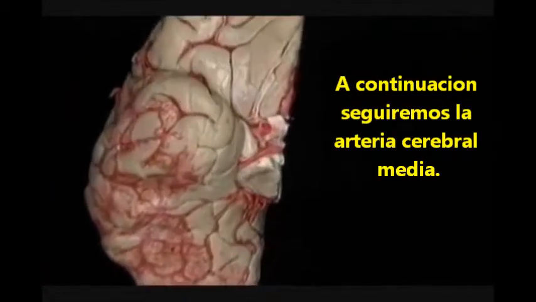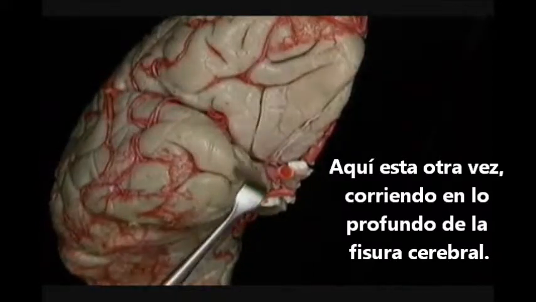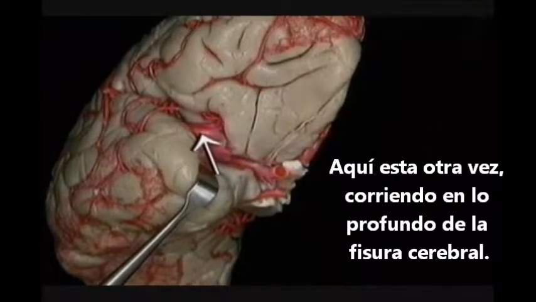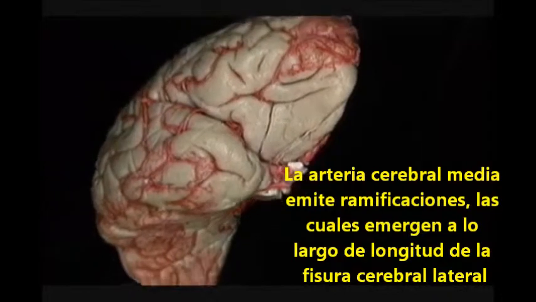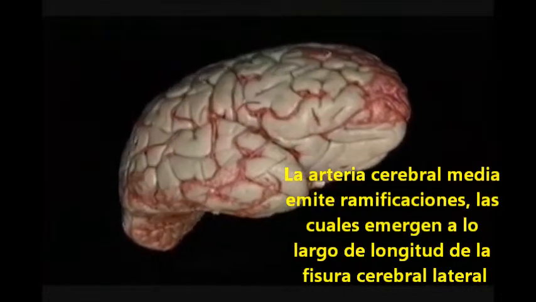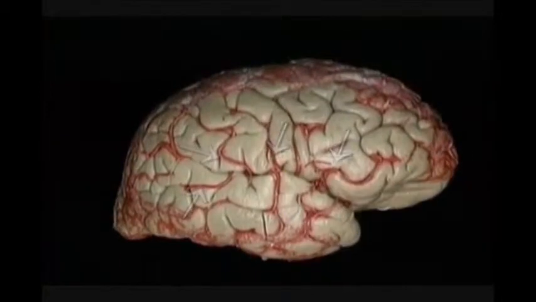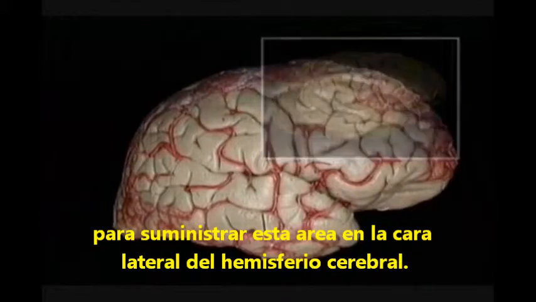Next, we'll follow the middle cerebral artery. Here it is again, running in the depths of the lateral cerebral fissure. The middle cerebral artery gives off branches which emerge along the length of the lateral cerebral fissure to supply this area on the lateral aspect of the cerebral hemisphere.